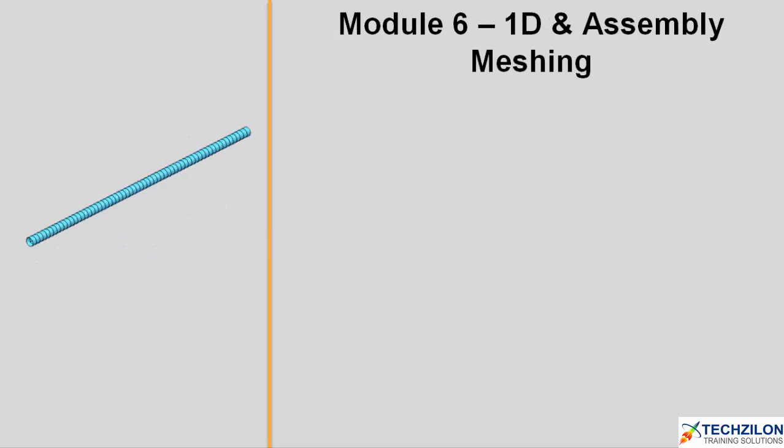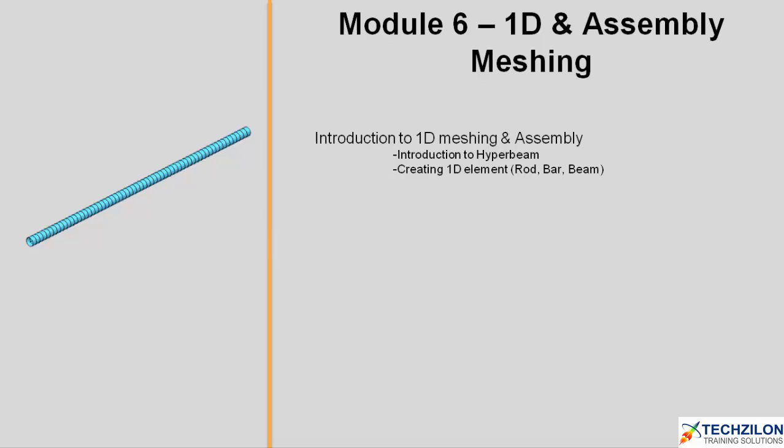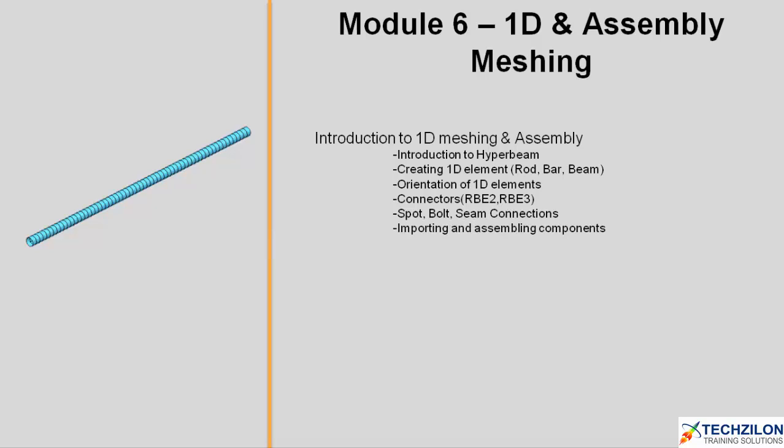In Module 6, you will be learning 1D and assembly meshing. Here you will be introduced to 1D meshing and assembly, where you will learn introduction to HyperBeam, creating 1D elements such as rod, bars, and beams, orientation of 1D elements, and then you will later move on to connectors such as RBE2 and RBE3 elements, spot, bolt, seam connections, and importing and assembling components.